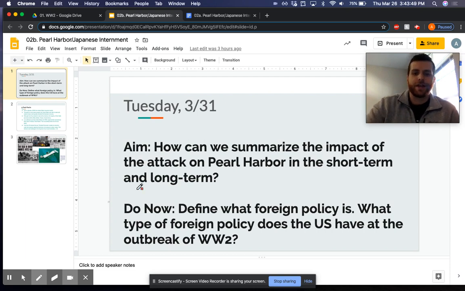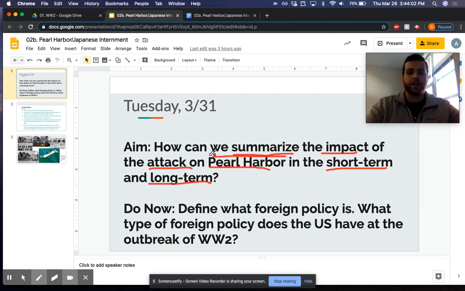Okay, so for today, our aim is how can we summarize the impact of the attack on Pearl Harbor in the short term and long term. Our key idea today is we're going to be looking into the attack on Pearl Harbor, and we're trying to see what's that short term, almost immediate impact, but also how does this have a long term impact on American citizens as well.